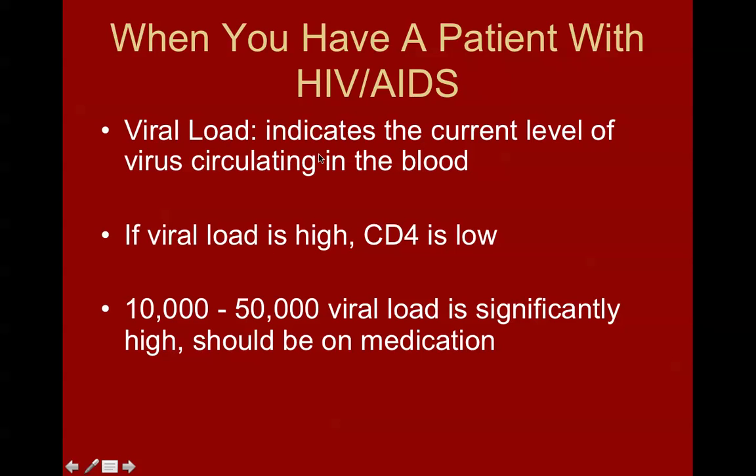Now, this term, and we've already talked about this, viral load is inversely proportional to the CD4, and a viral load of 10,000 to 50,000 is significantly high, and they should be on medication. The physician will surely be over this. We would expect them to be on medication if they're this high.